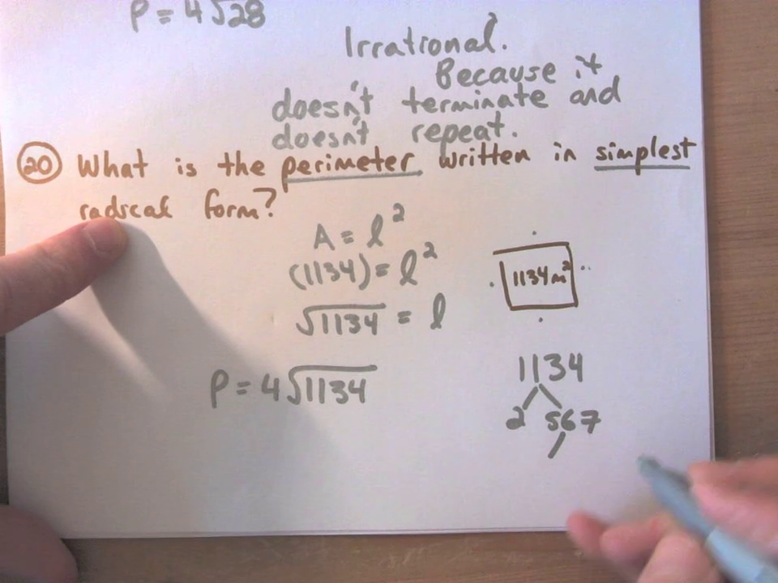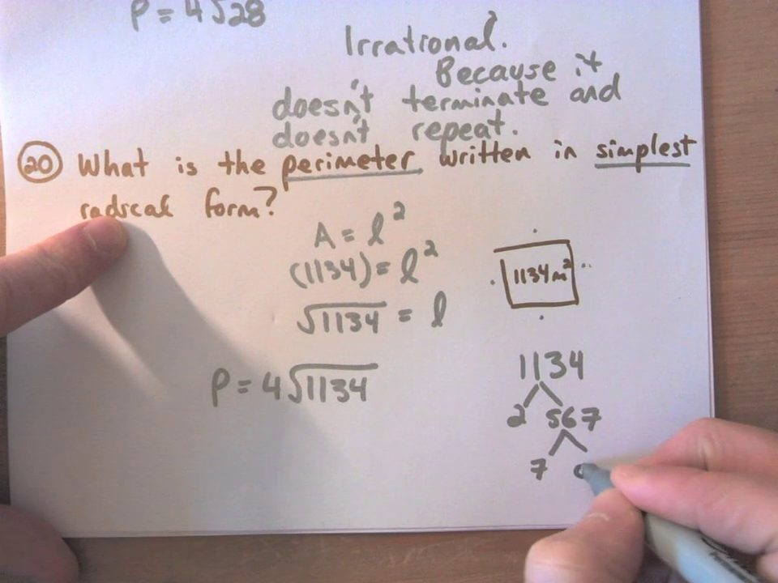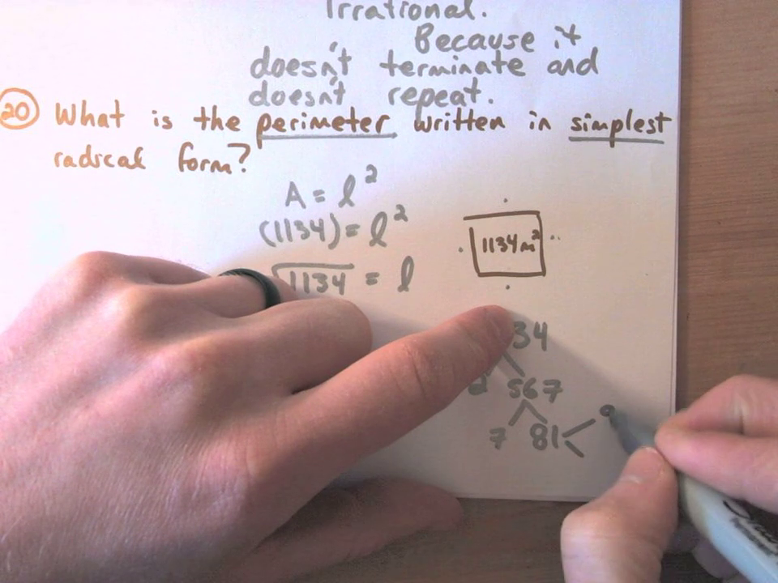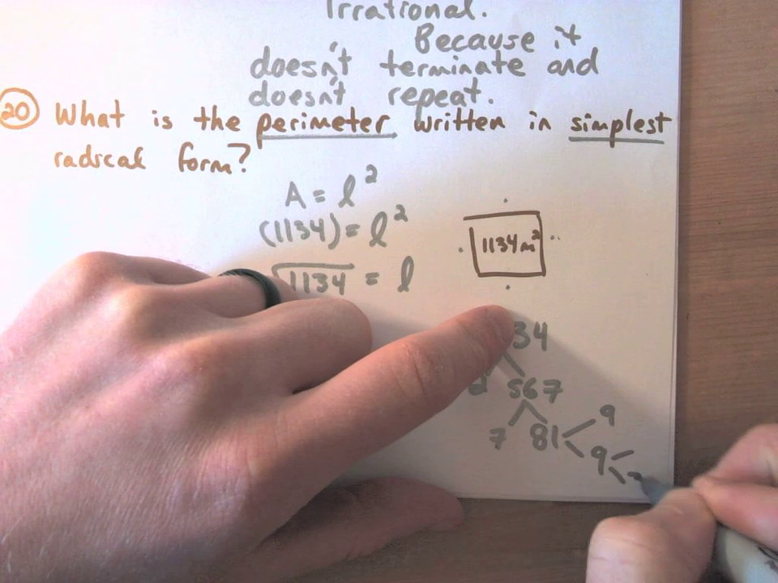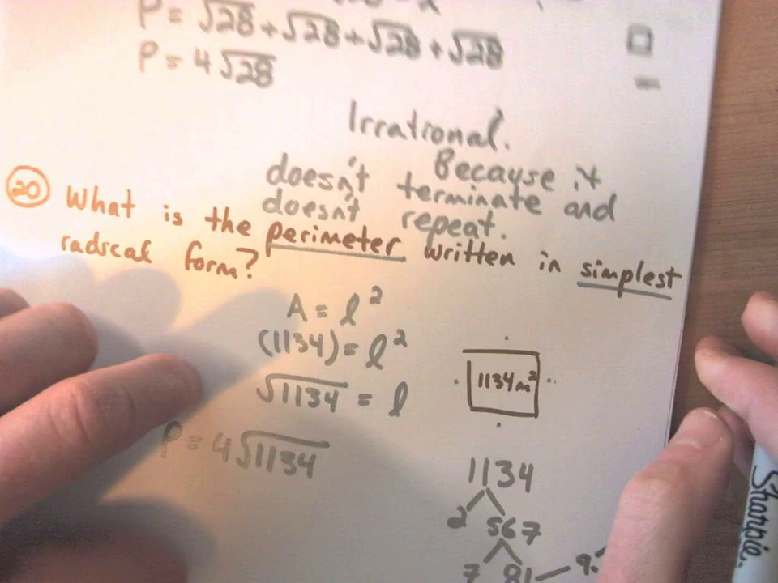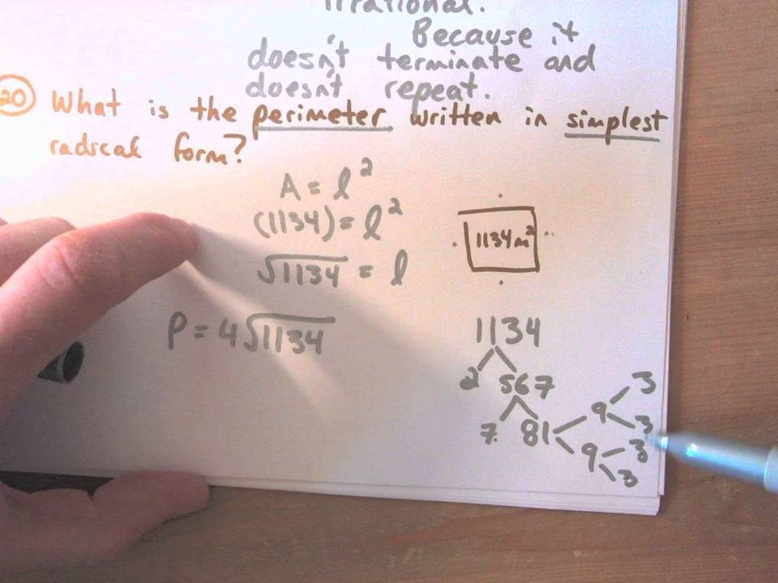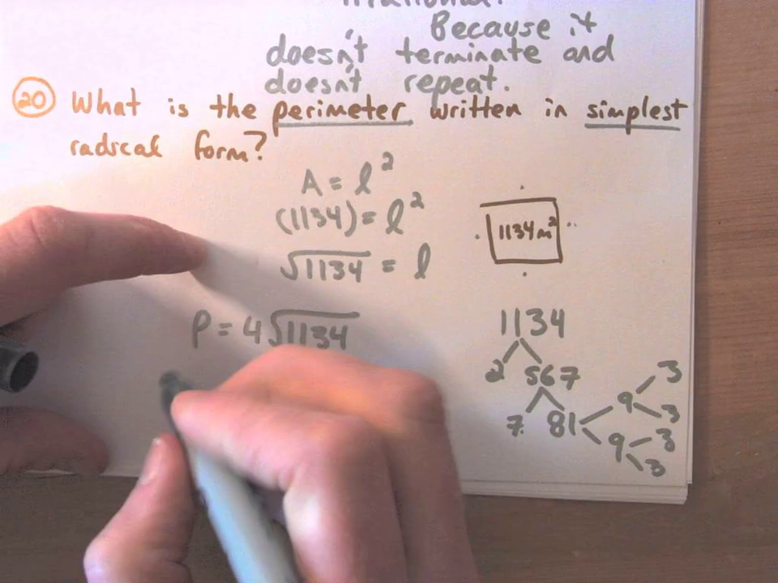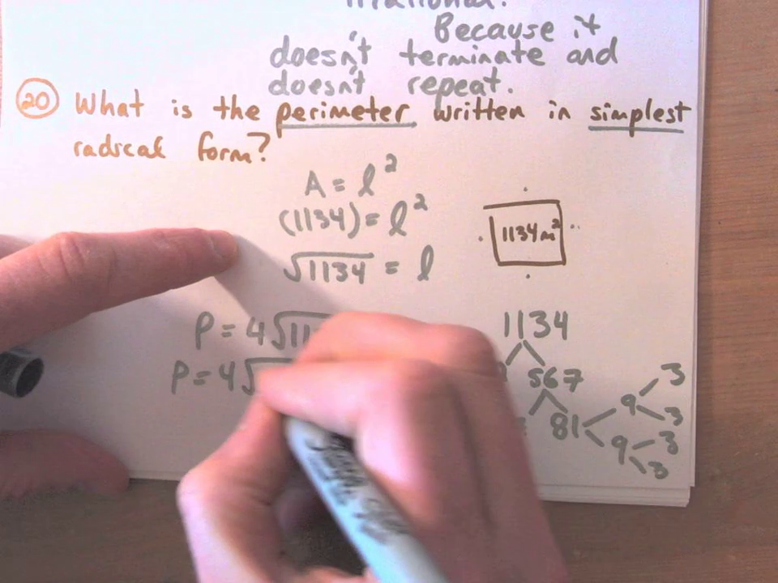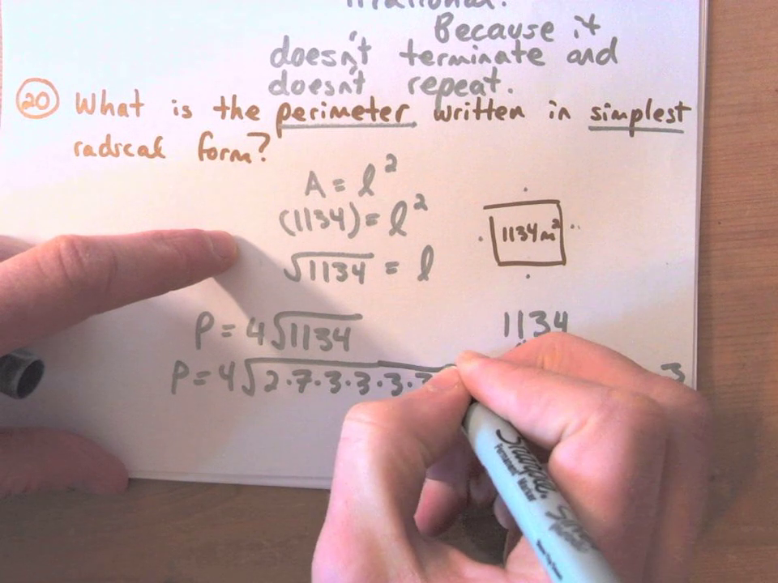So I figured out that when I divided, 7 would work. That leaves me with an 81. And then we know 9 times 9 and 3 times 3. So we know 1,134 is 2 times 7 times 3 times 3 times 3 times 3. Okay, so let's write that. P is 4 root 2 times 7 times 3 times 3 times 3 times 3.